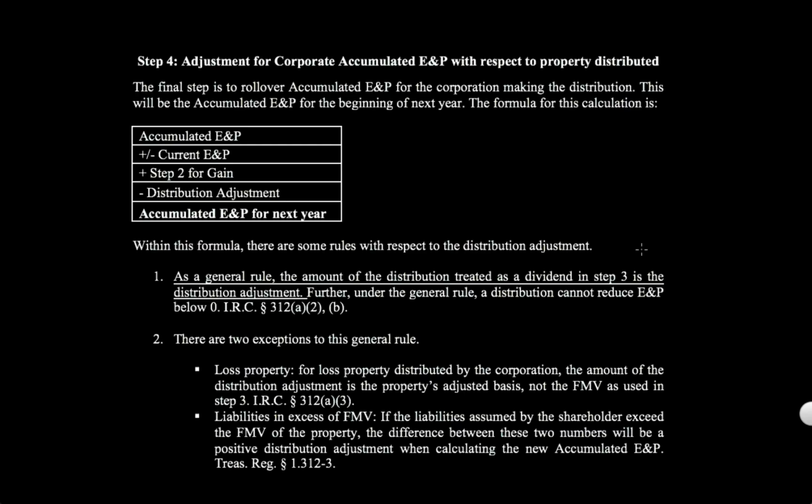Now that we've completed step 3 and considered the consequences to the shareholder, the final consequences tie everything back to the corporate distributee. We have to consider what the corporation is going to roll over with respect to its accumulated earnings and profits. So remember, we talked about earnings and profits and how if there's current earnings and profits for the year and accumulated earnings and profits for the year, whether they're positive or negative, next year we're going to have to roll over accumulated earnings and profits.